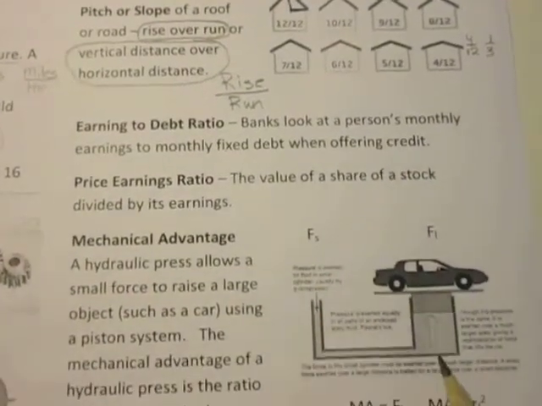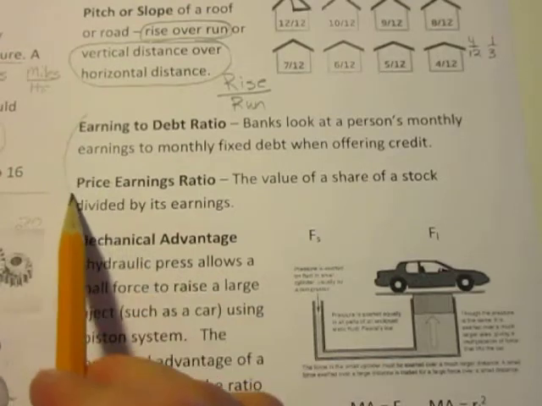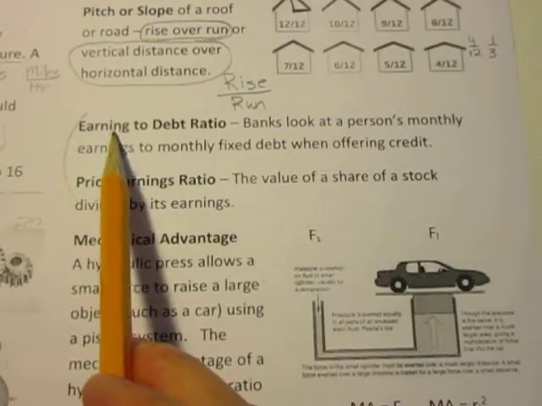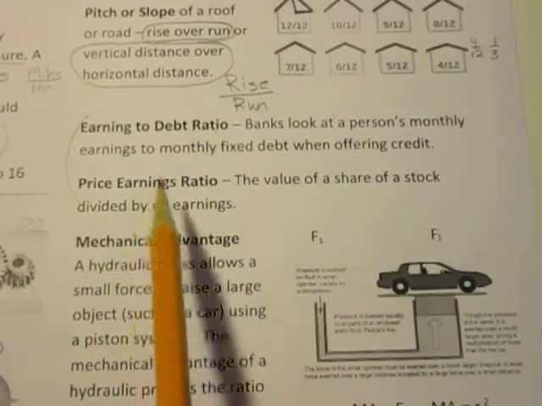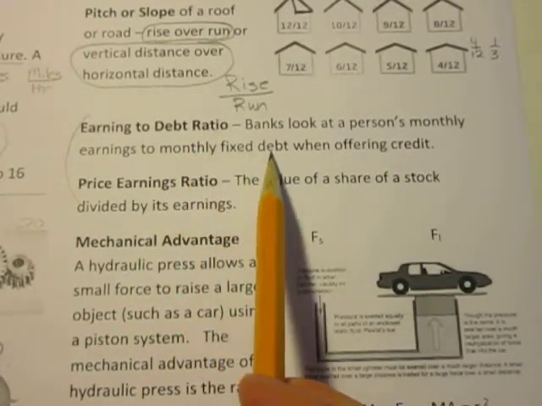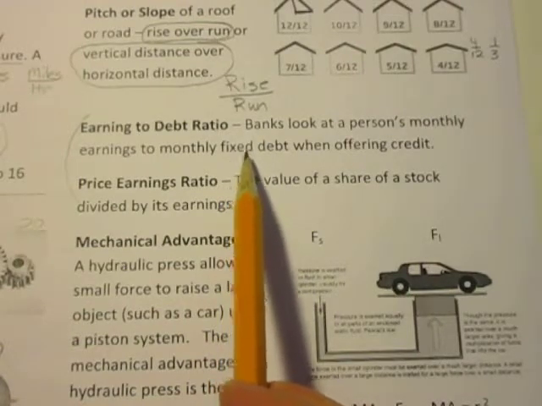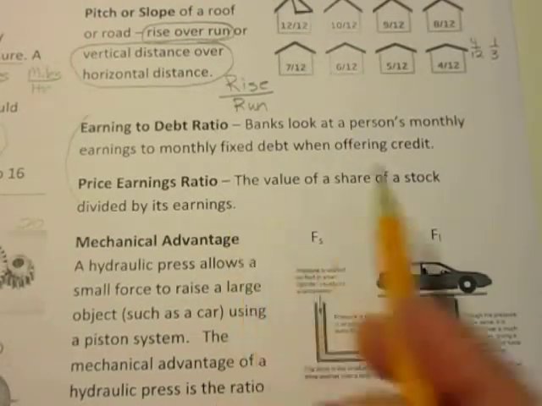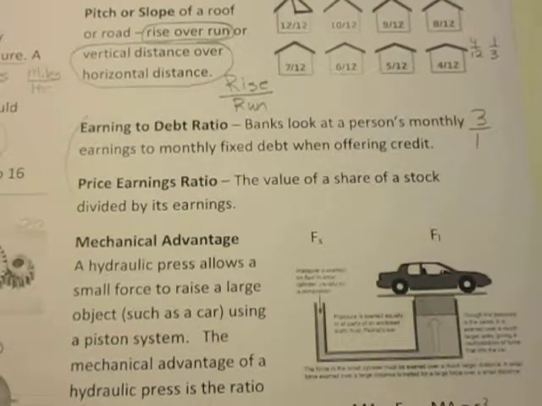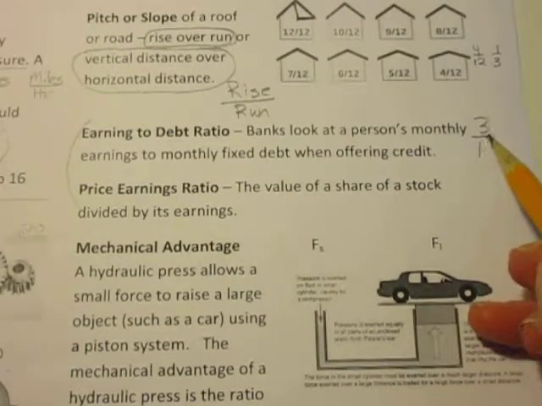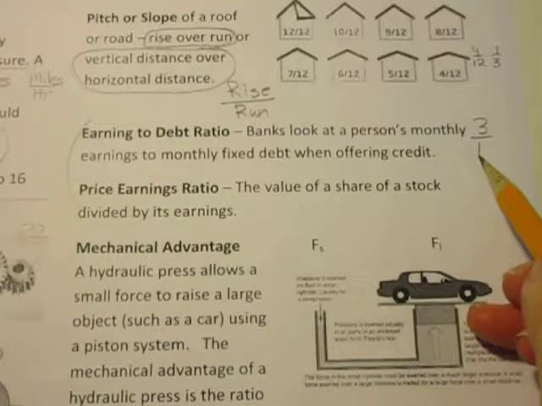Another use of ratios, these next two have to do with the financial industry. The earning to debt ratio. Banks very often look at a person's monthly earnings compared to their monthly fixed debt that a person might be contracted to when offering credit. Generally, they like to look at a 3 to 1 ratio. This is just general. A lot of times banks have their own formula, but generally a 3 to 1 ratio is pretty common. They're looking for every $3 that a household earns in a month, that they have no more than 1 that is contracted debt out.